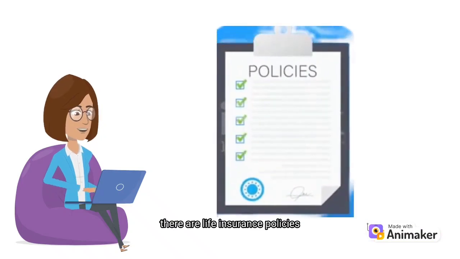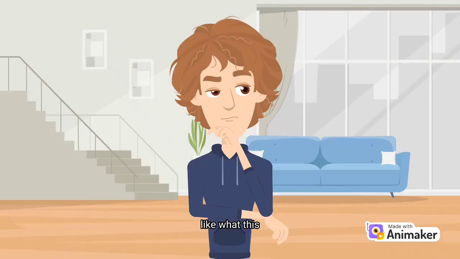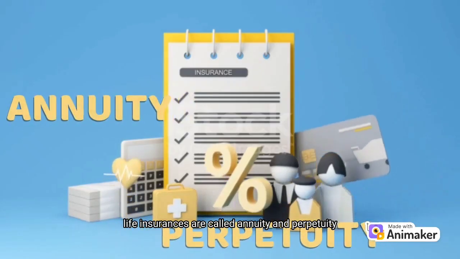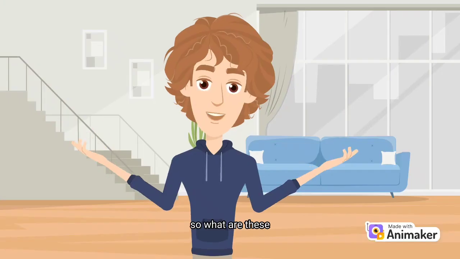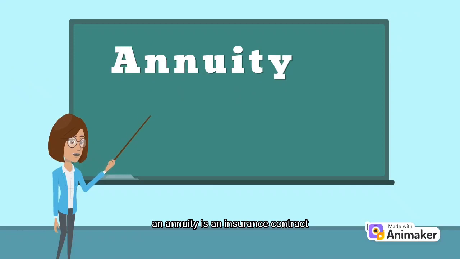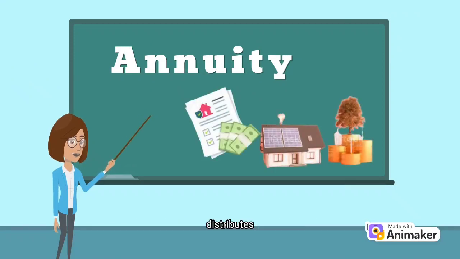There are life insurance policies that may help meet our family's needs. Like what? These life insurances are called annuity and perpetuity. So, what are these? An annuity is an insurance contract that an insurance firm or financial institution distributes with the goal of paying out invested money in a set income stream in the future.